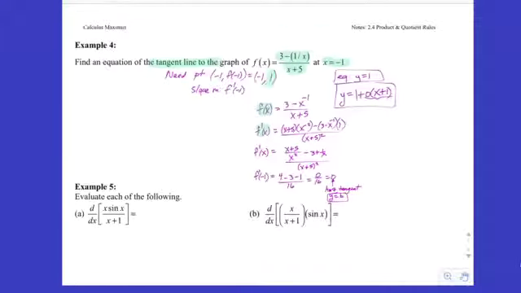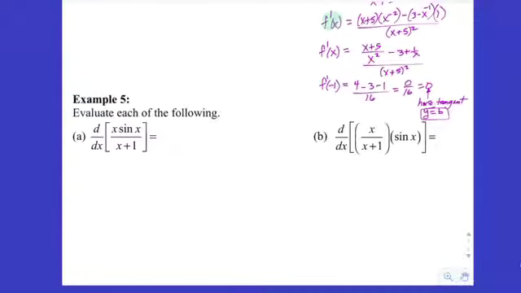All right, example 5. I just want you to look at example 5. We're taking the derivative of an expression in both cases, and they're actually equivalent expressions if you look at them. They're just associated with factors differently. The left one has x times sine and then divided by x plus 1, whereas the right has x divided by x plus 1 and then times sine.